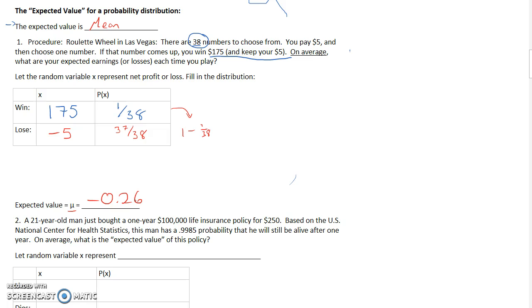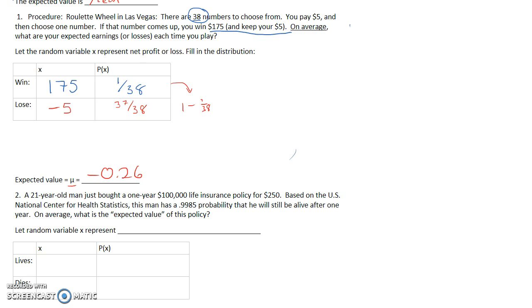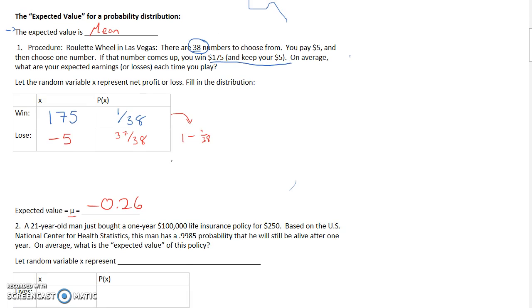Think about this. You may have heard of the term, the house always wins. Well, Vegas has figured out how to basically fix the game so that you're going to come out in the negatives. So this negative expected value means that as you play the game over time, you will lose.